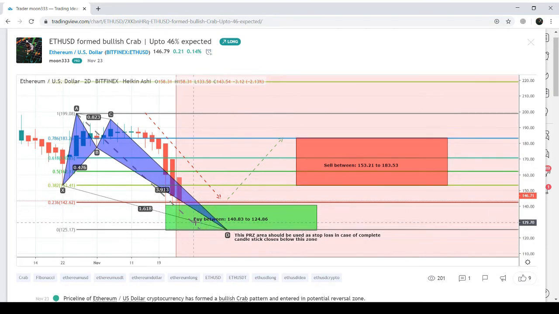And here we have the required retracement, and the price action is now entered in this potential reversal zone. Now, the price action should take the bullish divergence from here, and our sell zone is the A to D Fibonacci projection between 0.382 up to 0.786 Fibonacci. So this trade has the potential to give up to 46% profit within next 7 days.